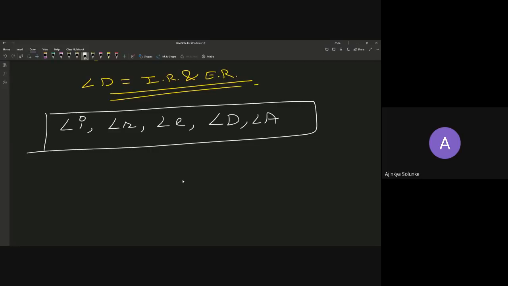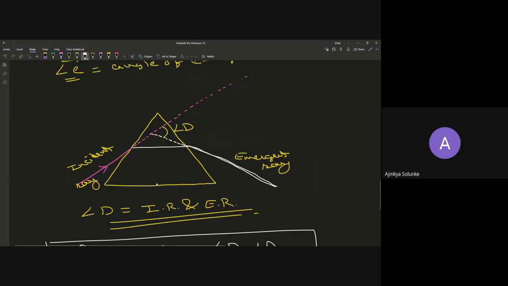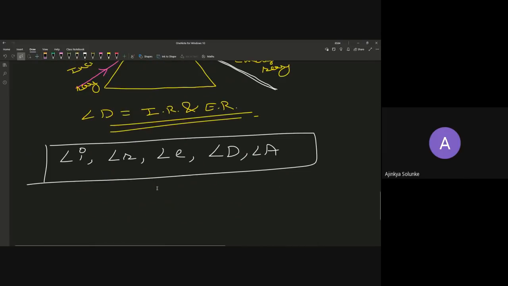In the exam, either they will ask you for labeling or they might ask you that an angle is present between what. The most unique one was the angle of deviation. So the angle of deviation tells you by what angle the incident ray has bent. It will tell you how much your emergent ray has bent as compared to your incident ray. That is the idea.